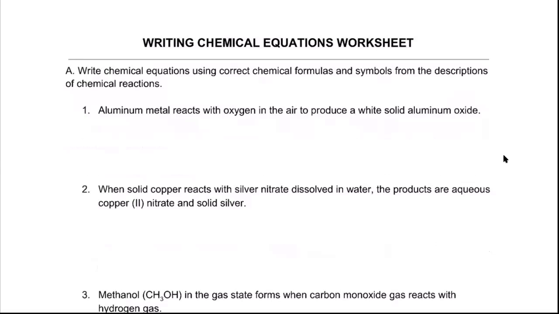The first thing that you should do is identify what your substances are. What are the elements or the compounds? What are the chemicals in your equation? So in this first one, if I read the whole sentence, it says aluminum metal reacts with oxygen in the air to produce a white solid, aluminum oxide. Okay.